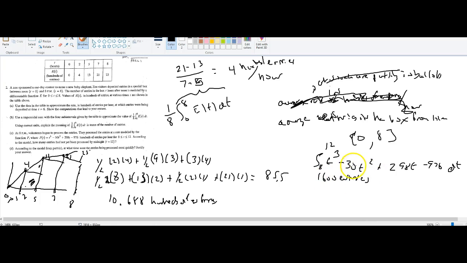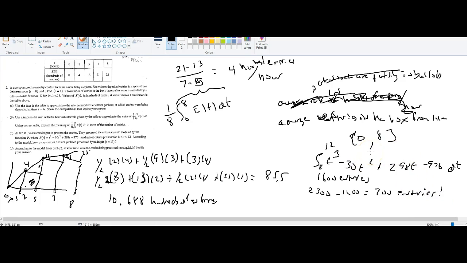And I'm feeling excited about it, except that's not the question. It's how many entries have not yet been done. Oh, crud. Well, at 8 hours, we know there's 2,300 in there, right? So I'm just going to go 2,300 minus 1,600, and I'm going to get 700 entries still left to be done. Smiley face.